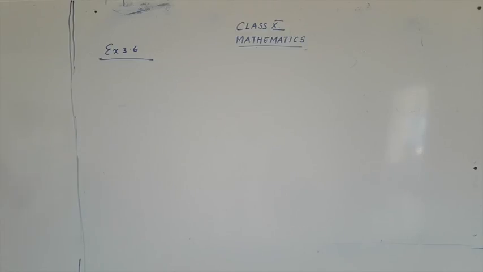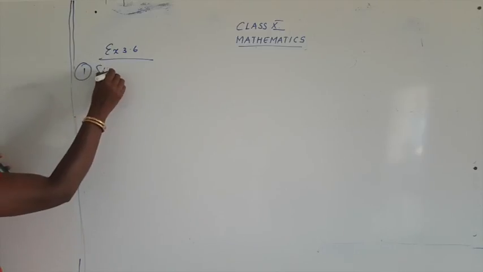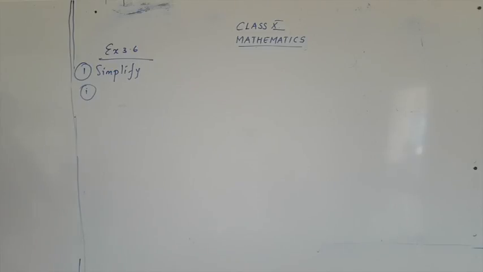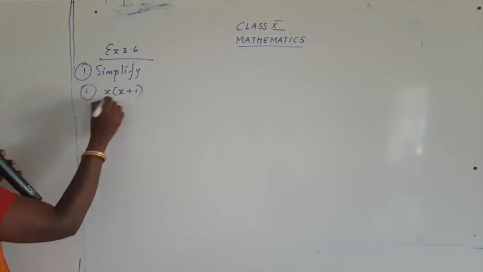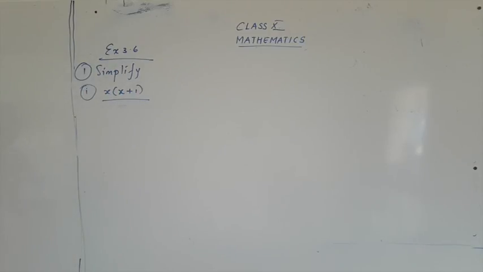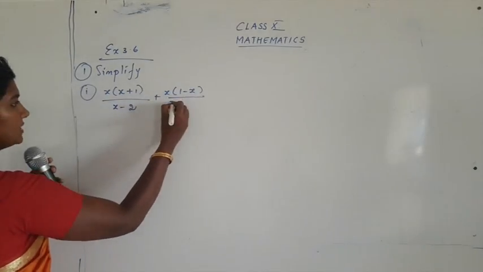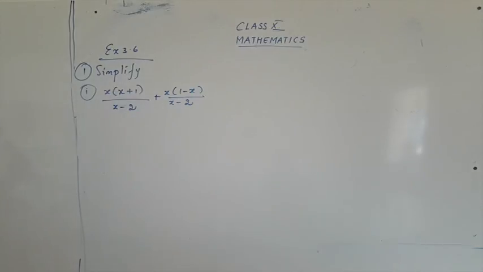So question number 1. That is simplify, first subpart. x into x plus 1 upon x minus 2 plus x into 1 minus x upon x minus 2. So this is the first subpart. x into x plus 1 upon x minus 2 plus x into 1 minus x upon x minus 2.